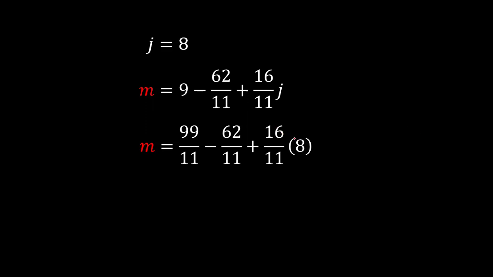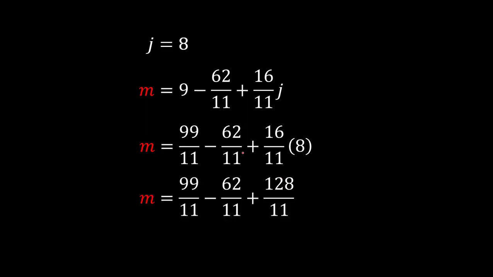That 16 times 8 is going to become 128. I also multiplied this 9 by 11 over 11 just to get it in the same terms as these other ones. So having done that, we can just add 99 minus 62 plus 128, and we get 165 over 11, which thankfully simplifies to 15. So bam, just like that, we found Mary's age now, m equals 15.